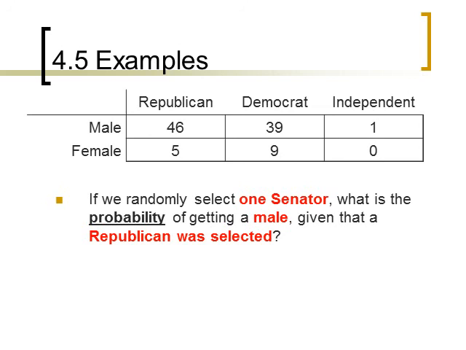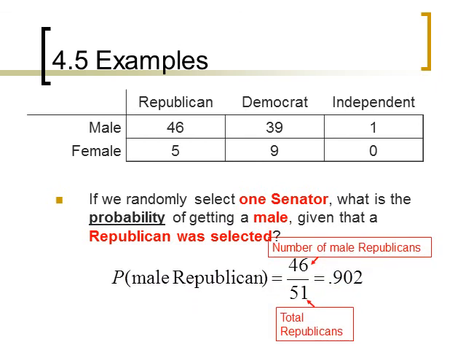So you have to be really cautious when you set up your probability fraction, because you do not put the total. You don't add up all of the numbers together. So what is the probability of getting a male given that a Republican was selected? So I'm going to phrase this as, what's the probability of getting a male Republican? So I want to only include the number of male Republicans on top, out of, and the total is what's really important, out of the total Republicans, not total people. So that would only be 51 Republicans. So 46 divided by 51 equals 0.902.